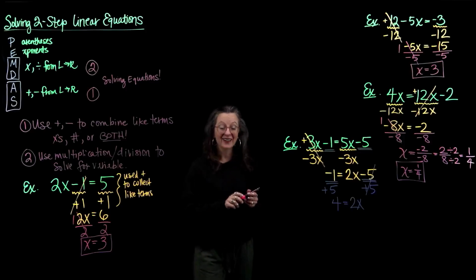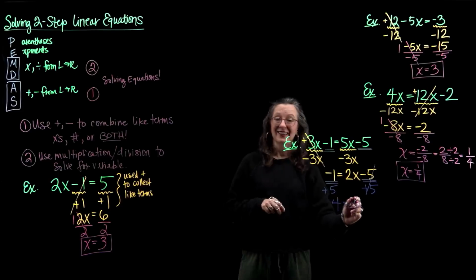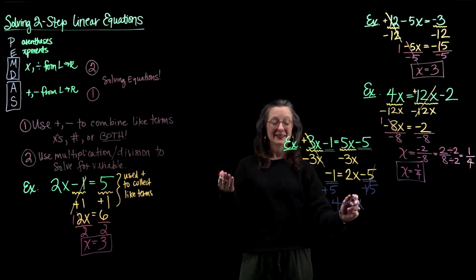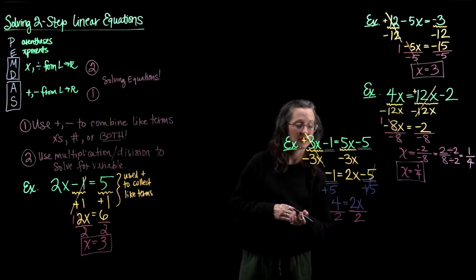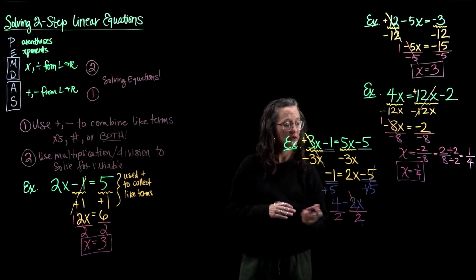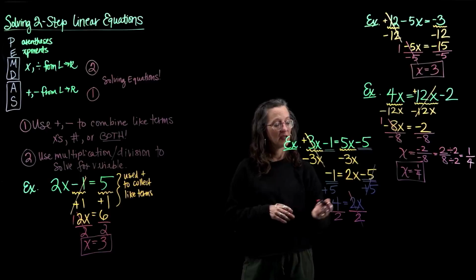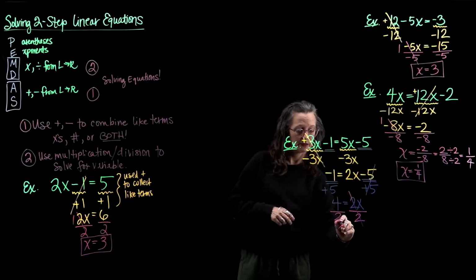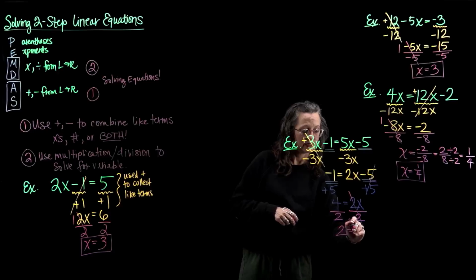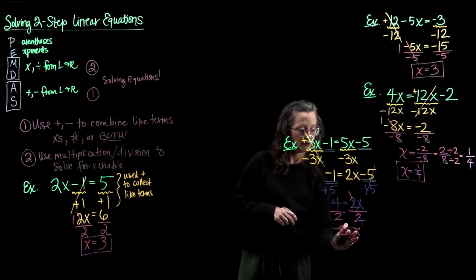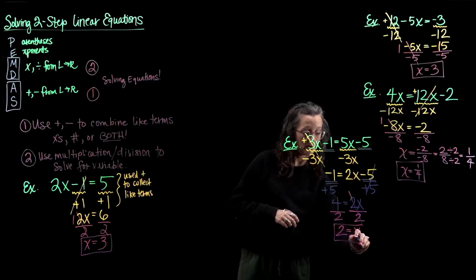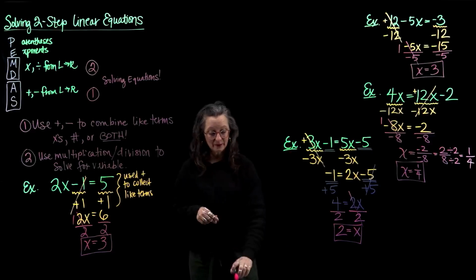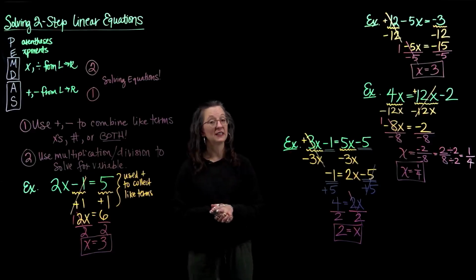Okay, we're almost done. Looking at that x, why is it not by itself? Because it's multiplied by 2. So we are going to divide both sides by 2 to undo that. 4 divided by 2 is 2, and that is just going to be equal to x. And I know I am at a stopping point because my variable is by itself and it's equal to a number.